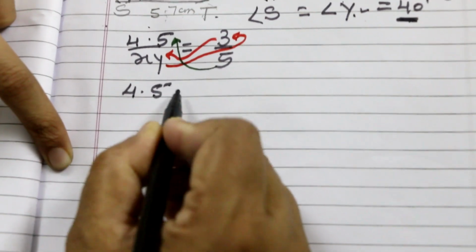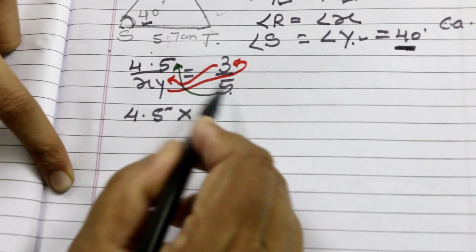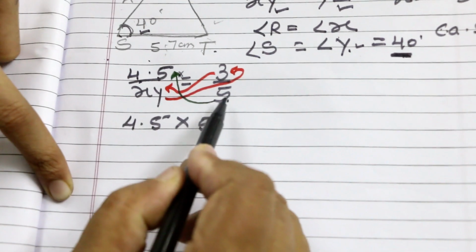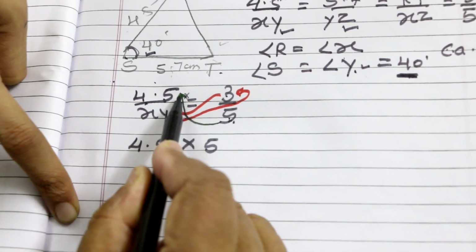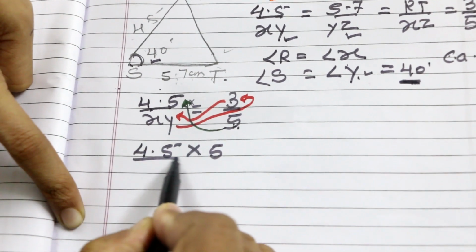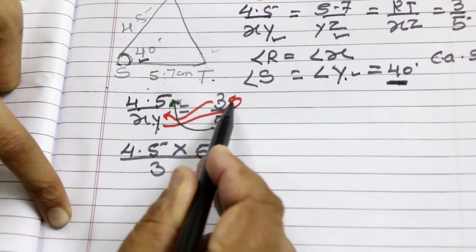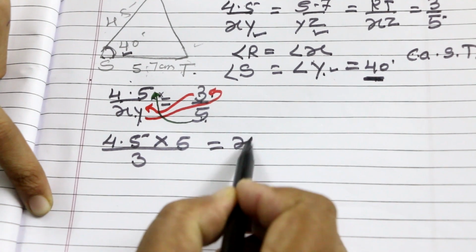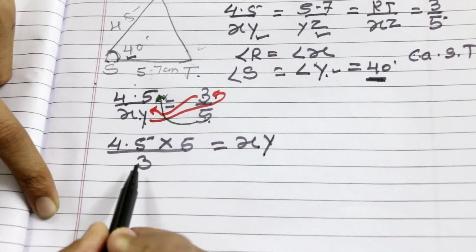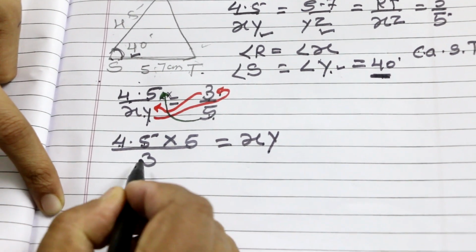4.5 into 5. See, 5 is going with 4.5, multiplying. Here it is dividing to 3. So it will go up and it will multiply. Upon 3 will come down, XY will go in place of 3. And this is XY. Now 3 and 4.5 can be divided.